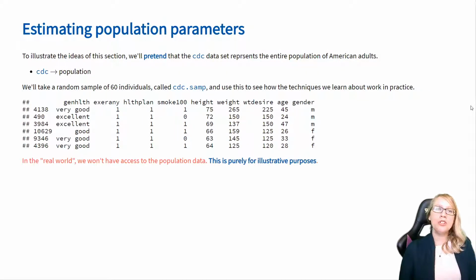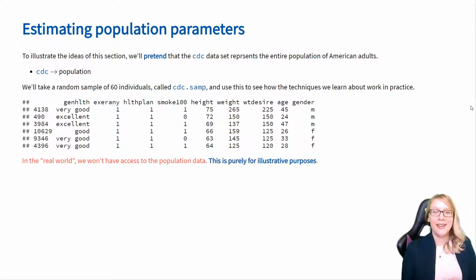Now, in order to illustrate what happens when we take multiple samples from a population, we're going to play pretend for a little bit. We're going to pretend that the CDC data set represents the entire population of American adults. So this will be our target population. We're then going to see what happens if we take a smaller sample from this. So we'll take a random sample of 60 individuals. We'll call this CDC sample. And then we'll see, well, how close does this sample mirror our hypothetical population?